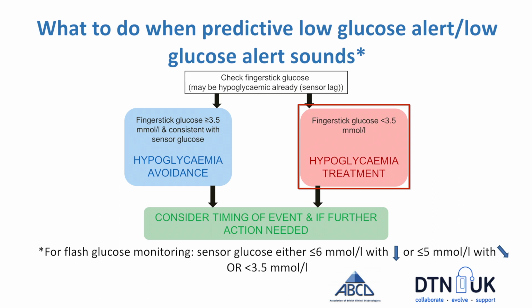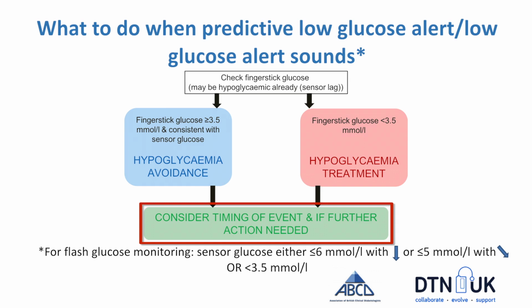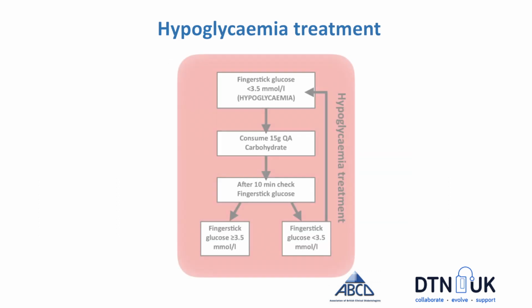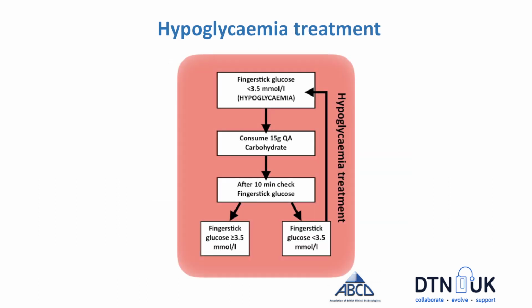After you've either avoided or treated the hypoglycaemia, you need to think about whether there is something else that you need to do right now to stop a further episode of hypoglycaemia. If your fingerstick glucose shows a reading below 3.5, you need to treat the hypoglycaemia. So you would have 15 grams of quick-acting carbohydrate, and after 10 minutes you would check your fingerstick glucose.